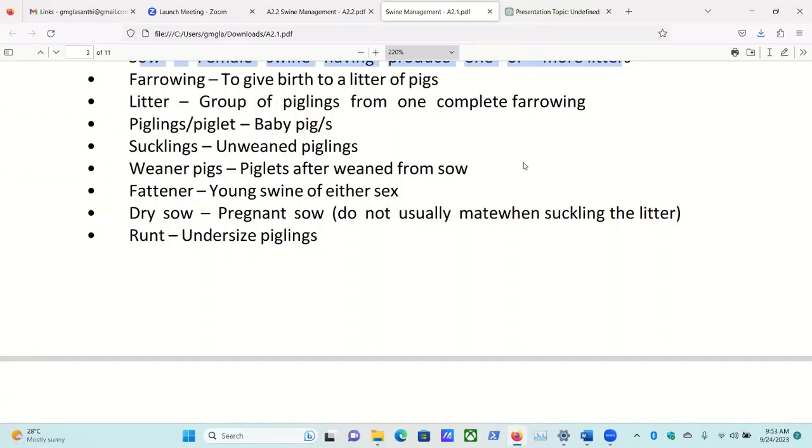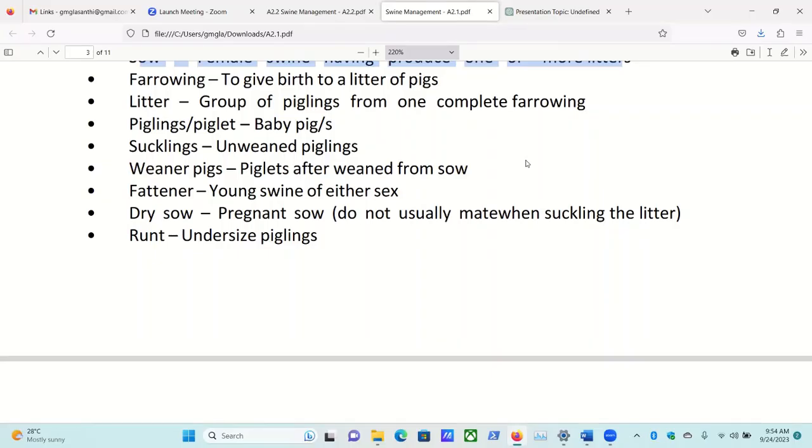So litter means the group of piglets born at one time. That means a group of piglets from one complete farrowing. So piglet means baby pigs. We call them piglets also.